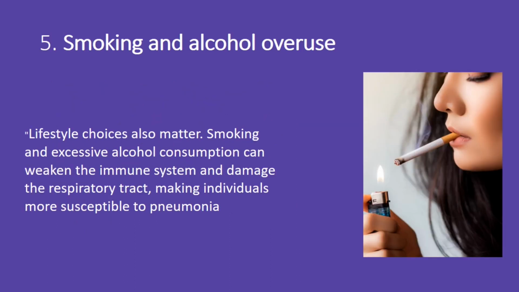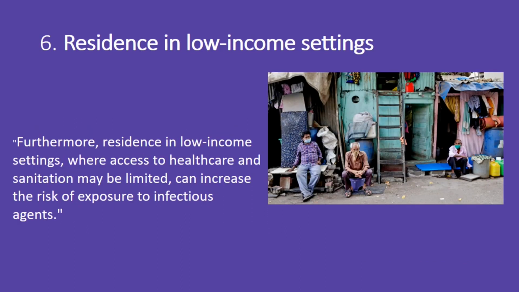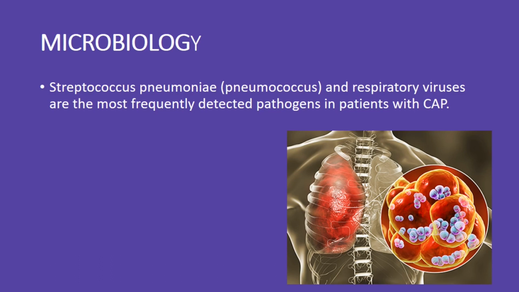Number 5, smoking and alcohol overuse. Lifestyle choices also matter. Smoking and excessive alcohol consumption can weaken the immune system and damage the respiratory tract, making individuals more susceptible to pneumonia. Number 6, residence in low-income settings. Furthermore, residents in low-income settings, where access to healthcare and sanitation may be limited, can increase the risk of exposure to infectious agents. Microbiology. Streptococcus pneumoniae and respiratory viruses are the most frequently detected pathogens in patients with CAP.